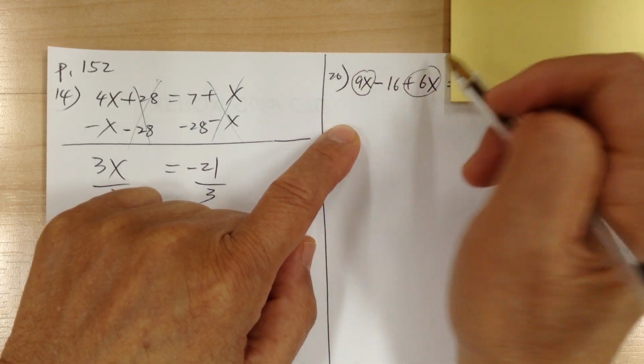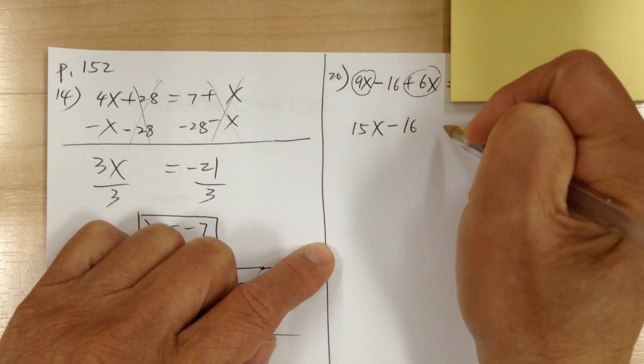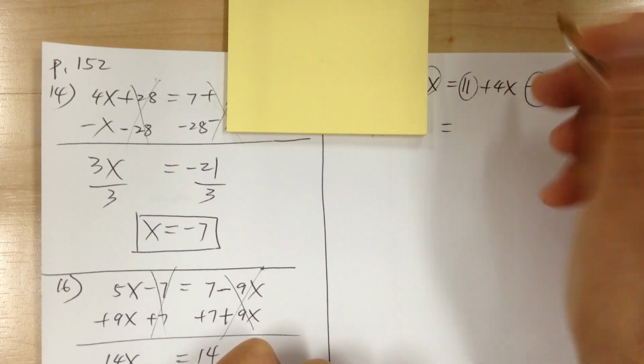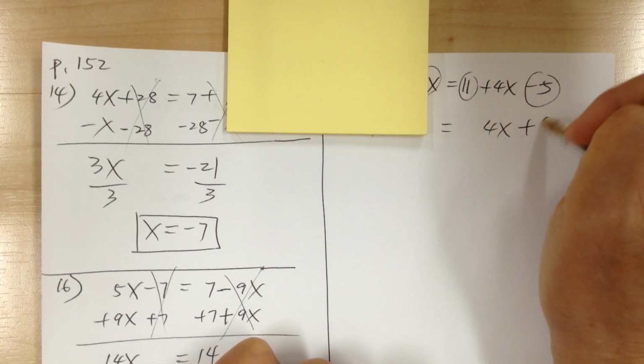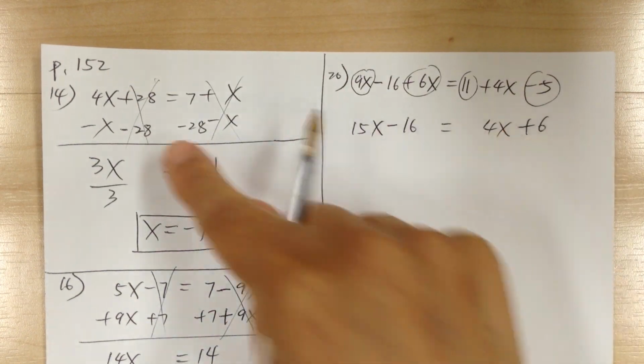So this one and this one can combine. So we get 15x minus 16. Now let's go and do this side. So the numbers can combine. So you got 4x plus 6. Okay, so now it becomes like this kind of problem.